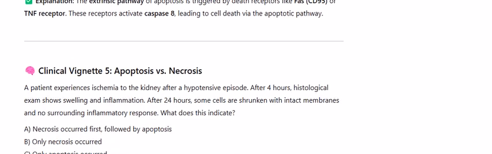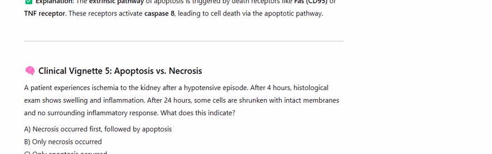A patient experiences ischemia to the kidney after a hypotensive episode. After 4 hours, histological exam shows swelling and inflammation. After 24 hours, some cells are shrunken with intact membranes and no surrounding inflammatory response. What does this indicate? A.